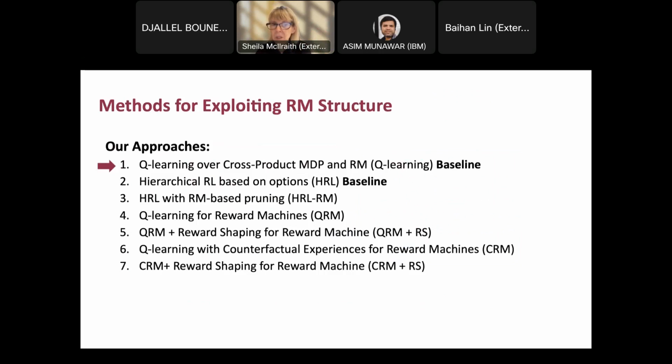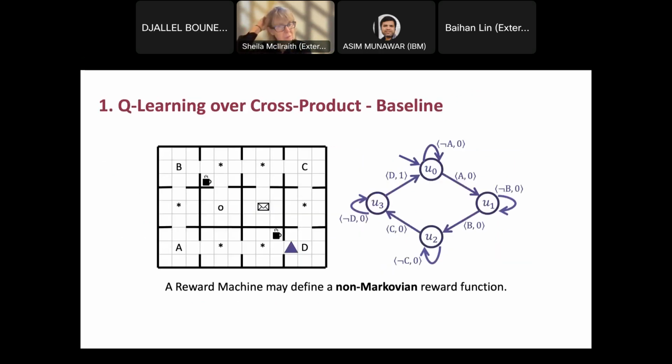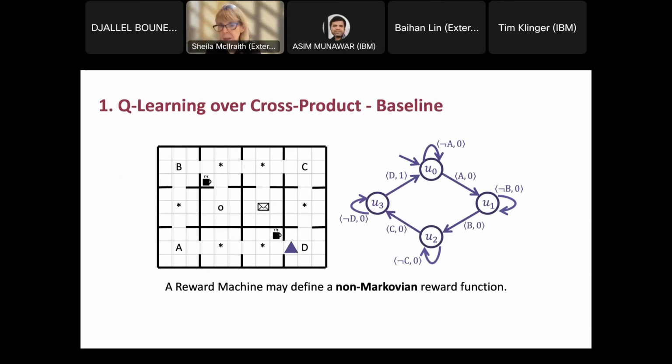So the obvious thing to do is Q-learning over the cross-product of the MDP and the reward machine, and that's going to be one of our baselines. I'll just mention this quickly. We want to use Q-learning, a simple way of learning the Q value, the value of a particular state and action. But the problem is that a reward machine, as we've seen, may define a non-Markovian reward function. I'll explain what exactly I mean by that: the reward doesn't just depend on the current state, but it depends on the state history. It's not Markov with respect to the current state.